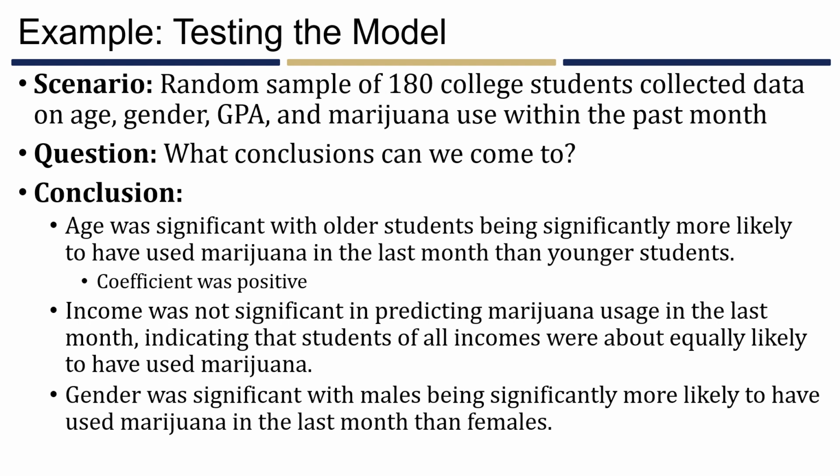And finally, gender was significant, and because the coefficient was positive, we can conclude that males were significantly more likely to have used marijuana in the last month compared to females, because the males were coded as 1 in our dummy variable, and females were coded as 0 because they were acting as the baseline category.